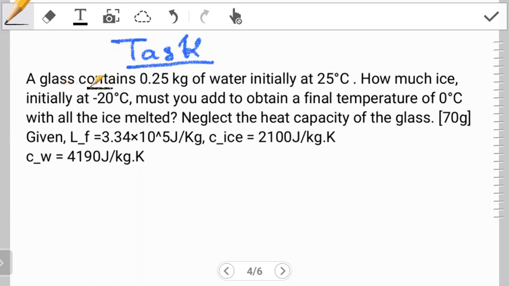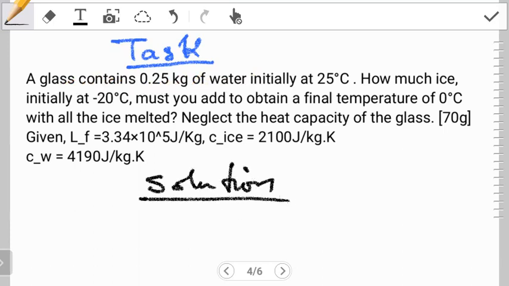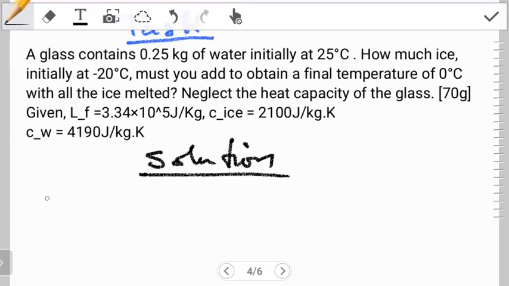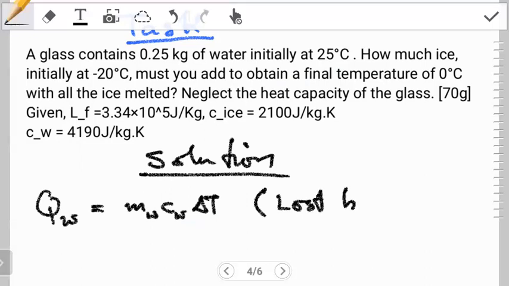We have two parts. We have a glass that contains water. So if this is our solution, what we have is the heat that is going to be lost by the water, because water drops from 25 degrees Celsius to 0 degrees Celsius. So we have the heat lost by the water. We're going to find this using M, the mass of water, specific heat capacity of water, the change in temperature for water. So this is lost by the water.